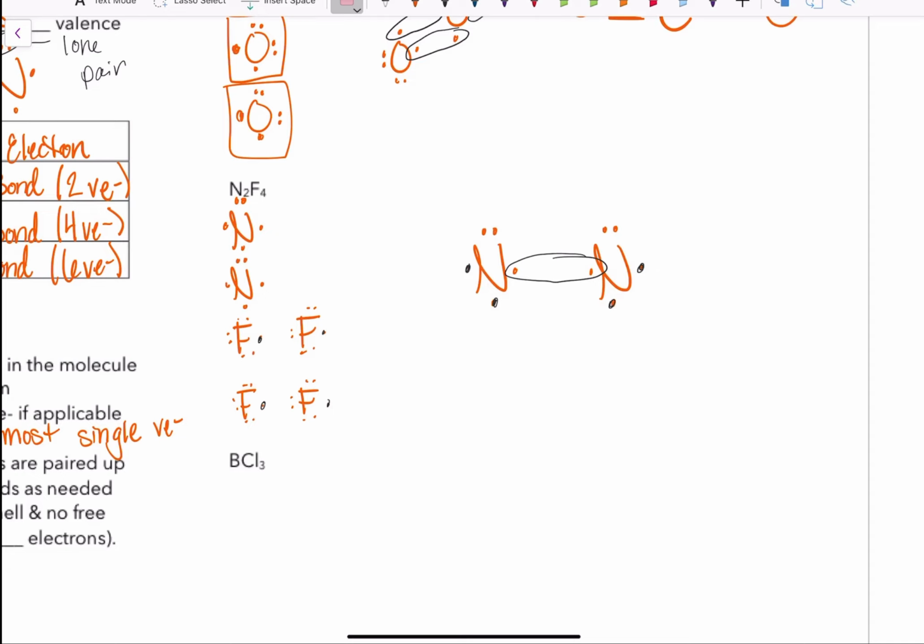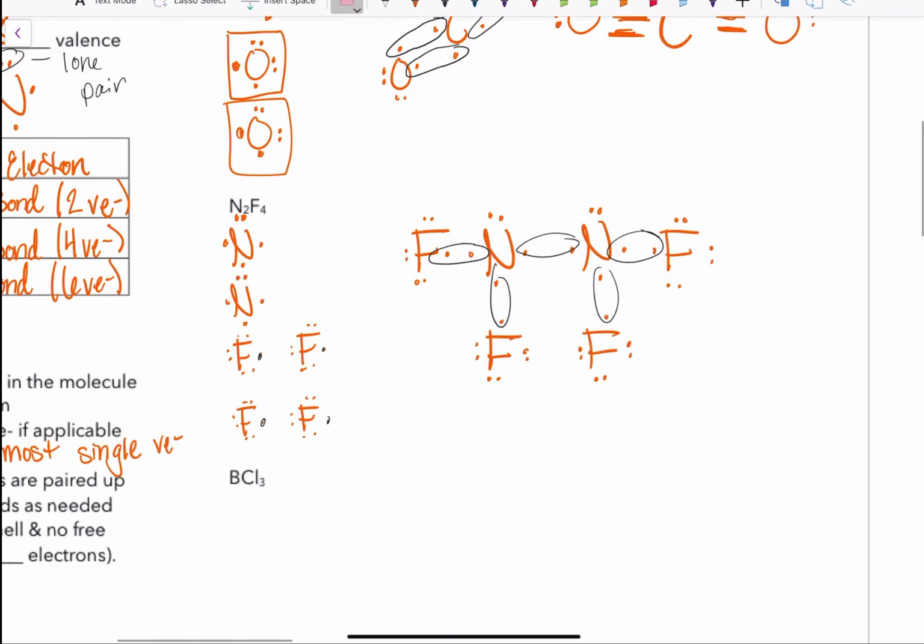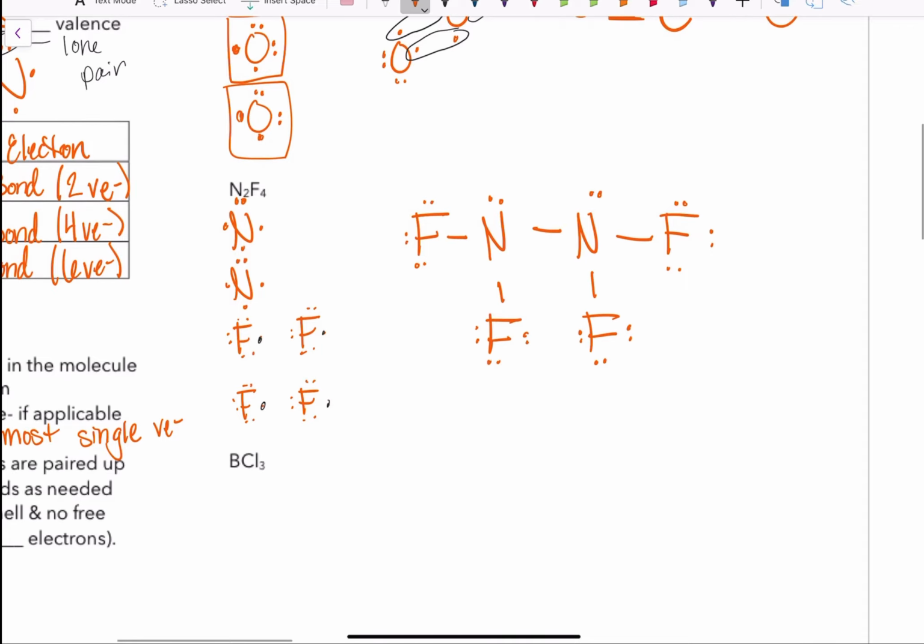So let's redraw this a little bit neater. So now everything is arranged perfectly. We can see this forms a bond, this one does, this one, and our last one right here forms a bond. So now what we're going to do, we're just going to draw bonds instead of our electrons. And it looks like this. Notice when we draw those bonds, we keep the electrons around it. Nitrogen retains its lone pair, and fluorine retains its lone pairs.